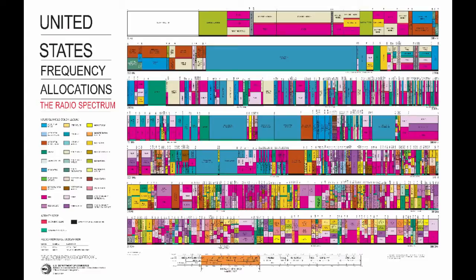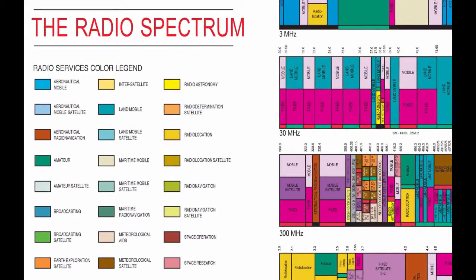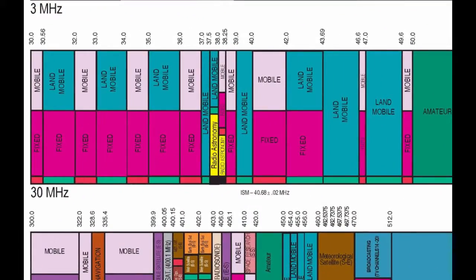The set of all radio frequencies is called the RF spectrum. As we can see from this US spectrum allocation chart, different radio frequencies are used for a wide variety of applications.